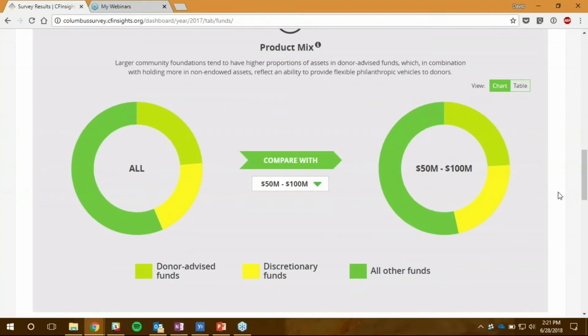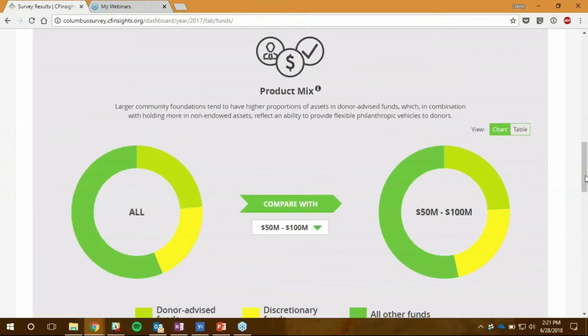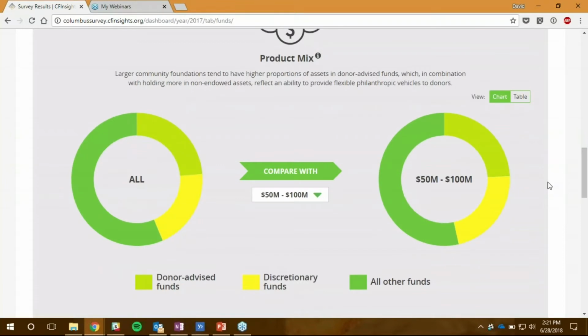So let's very quickly take a look at product mix. This is focused primarily on two different fund types. That's donor advised funds and discretionary funds. And before I demonstrate this piece of functionality, there is a known issue with this chart. Oh, no, that's working correctly. I guess it was fixed. About an hour ago, it wasn't working, but so I won't even mention the bug. There was a little bit of a display thing on this chart.